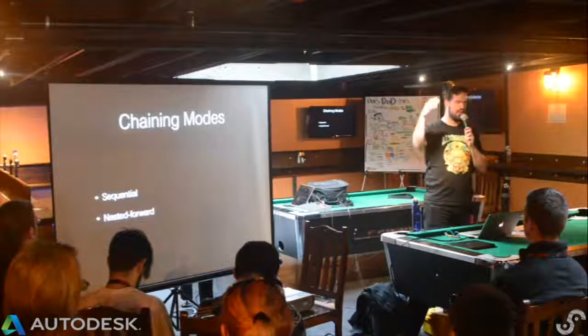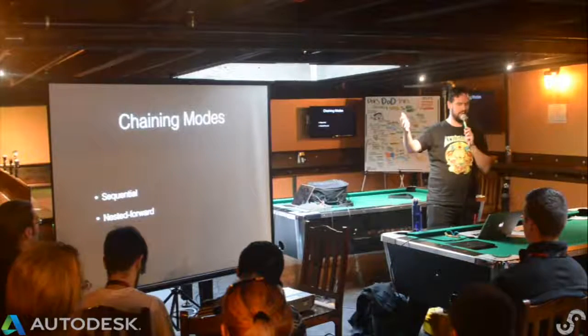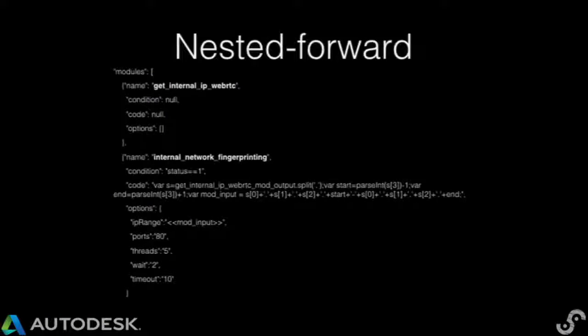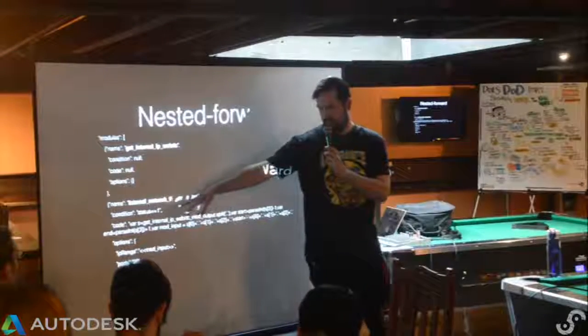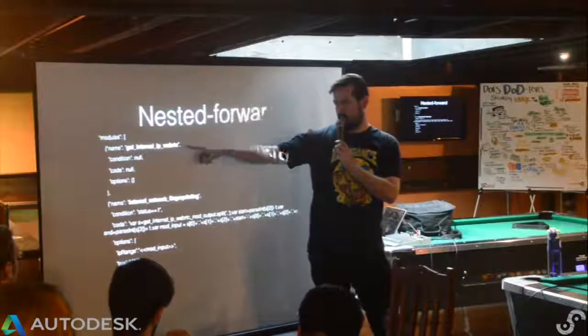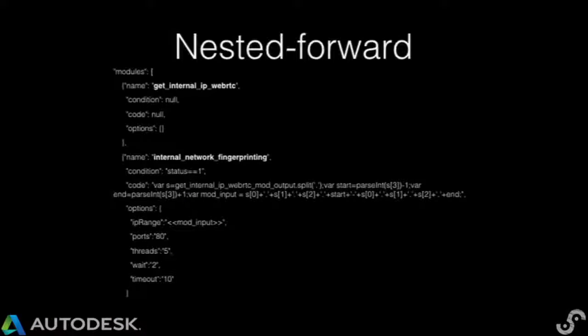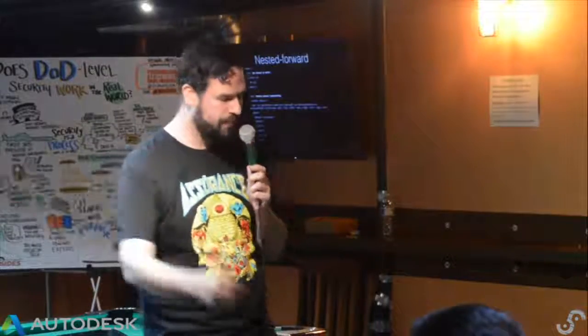So sequential is, okay, if a Chrome browser is hooked into Beef, then run this module, and send me the results. Nested forward is a little bit more complicated, because this is where you can start building some logic. So in this instance, you can't really read it, but the first module is get my internal IP address, and if that succeeds, because the status was 1, take the output of this module and run it through internal network fingerprinting after we mash the output from the first module to build up a subnet range. So this is kind of cool, but the problem is when these run, they run immediately. So the browser gets hooked, these modules run.